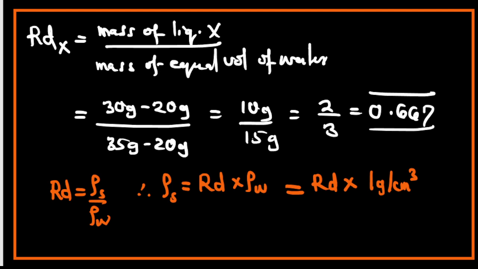RD of water is 1. Density of water is 1 gram per cm cube. RD of mercury is 13.6. Density of mercury is 13.6 gram per cm cube.